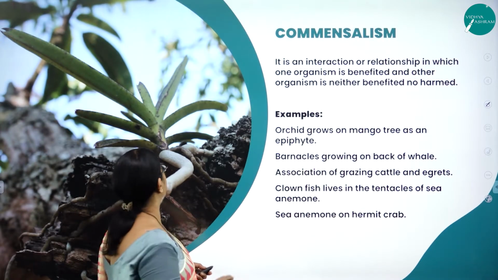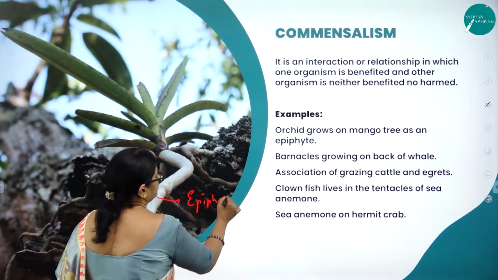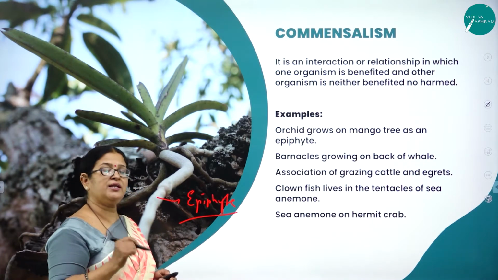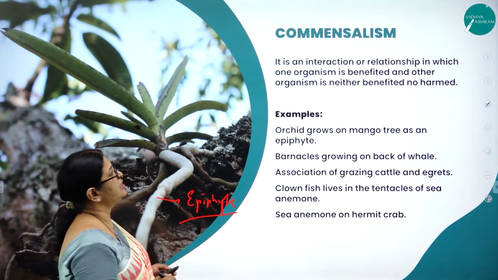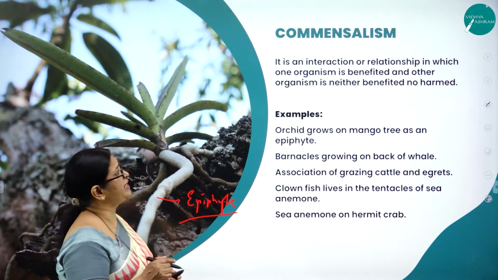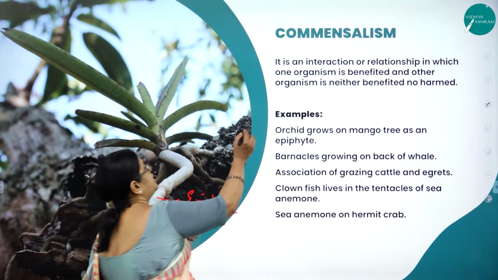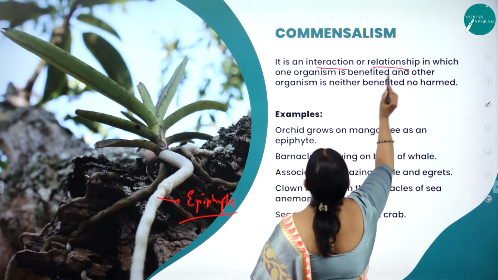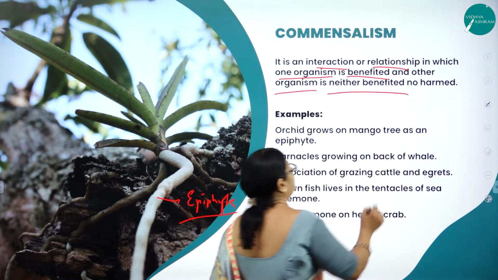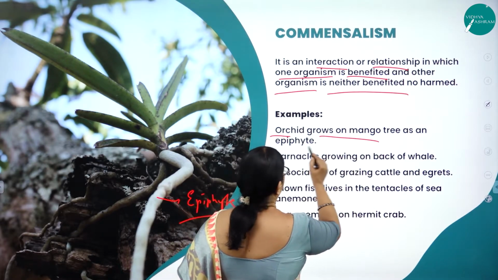Moving on to commensalism. You can see this epiphyte, orchid. Epiphyte, right? So commensalism, what is it? It is again another type of population interaction, an interaction or relationship in which one organism is benefited and the other organism is neither benefited nor harmed. Example: orchid grows on a mango tree as an epiphyte.